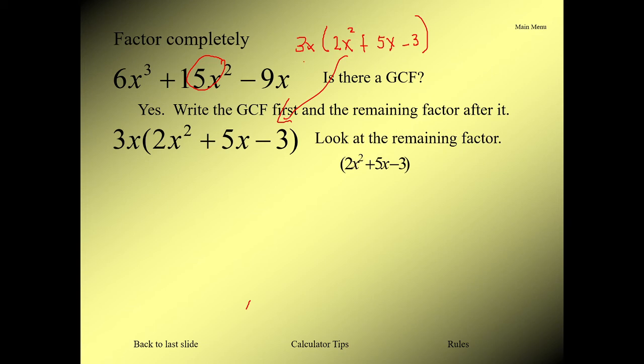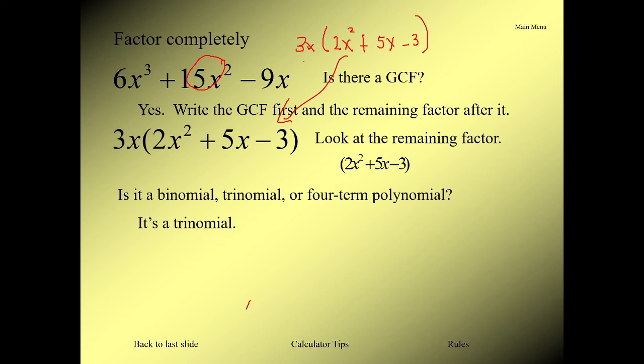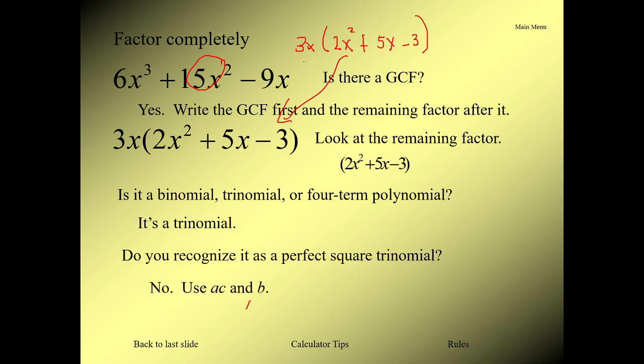So now we have to look for the remaining factor. This is not a perfect square trinomial. This is a trinomial, there are three terms. So is it a perfect square? No. Use the AC and B method here. Our A here is 2. Our C is negative 3. So AC is negative 6. Our B is 5.